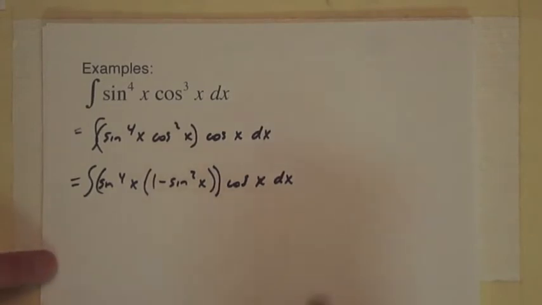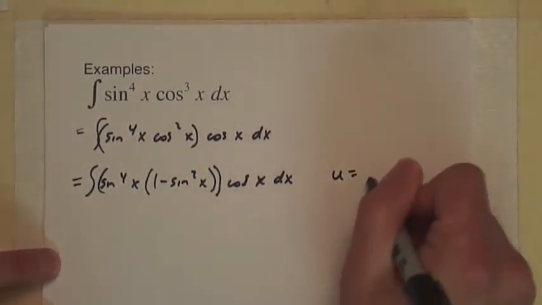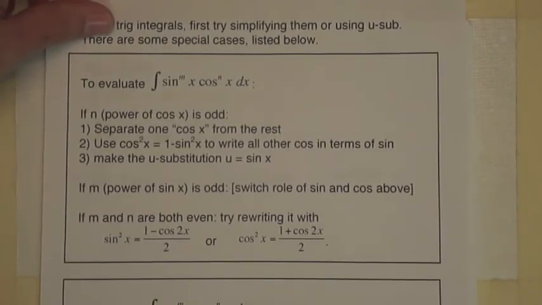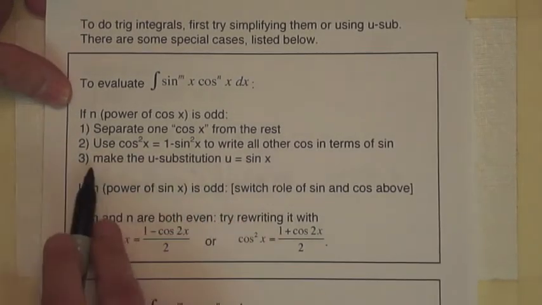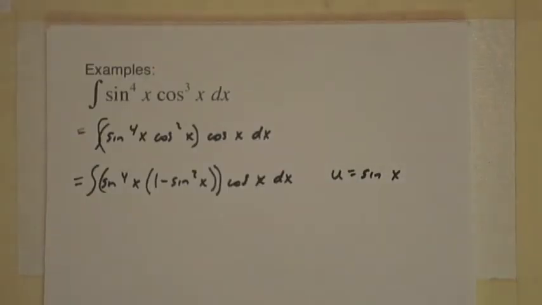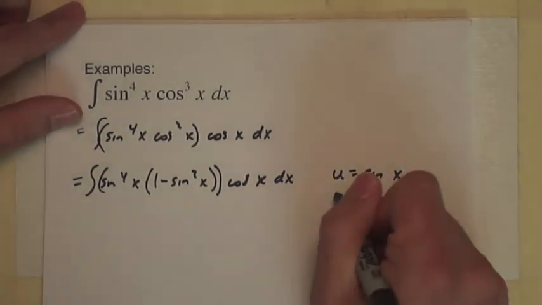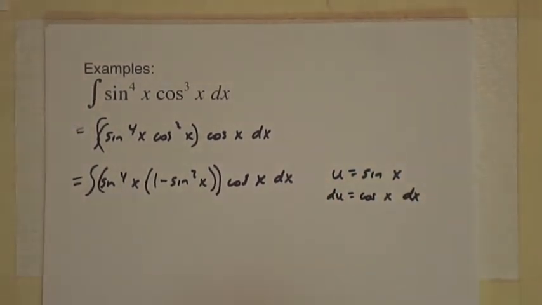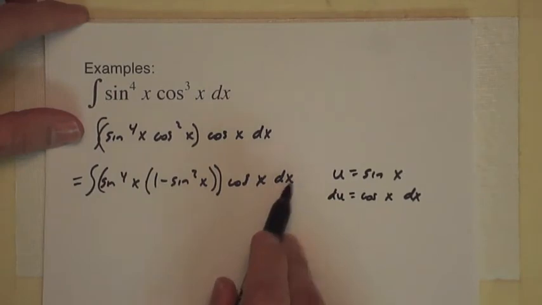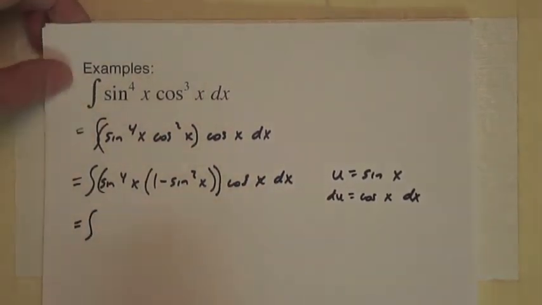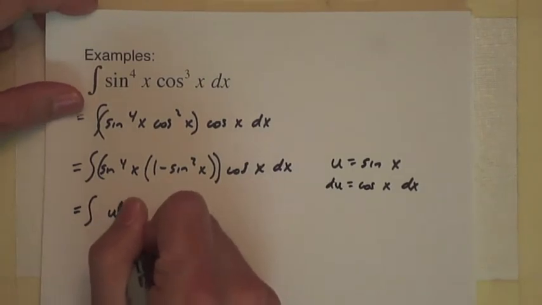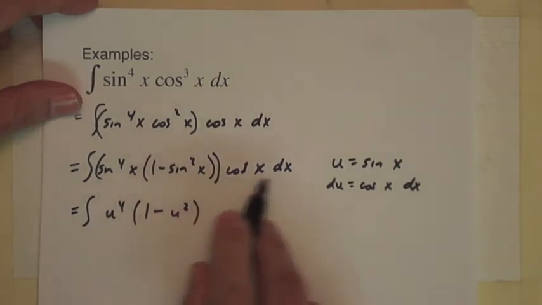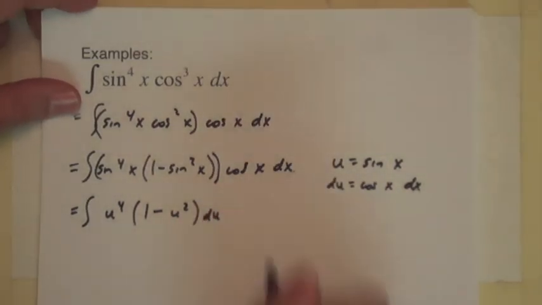Now we make this u substitution on the side, u equals sine x. So again, I'm just following the steps here. Here we're on step 3. U equals sine x. And watch what happens. If u is sine x, du must be cosine x dx. And lo and behold, cosine x dx appears. So we can now change everything to u's. Sine to the fourth x is u to the fourth. 1 minus sine squared x is 1 minus u squared. And cosine x dx, the whole thing just becomes du.